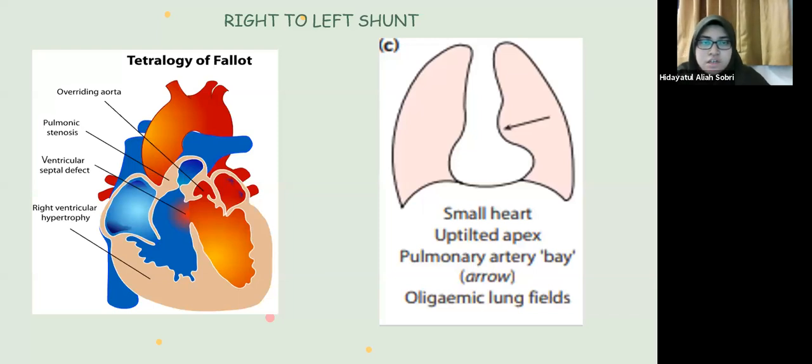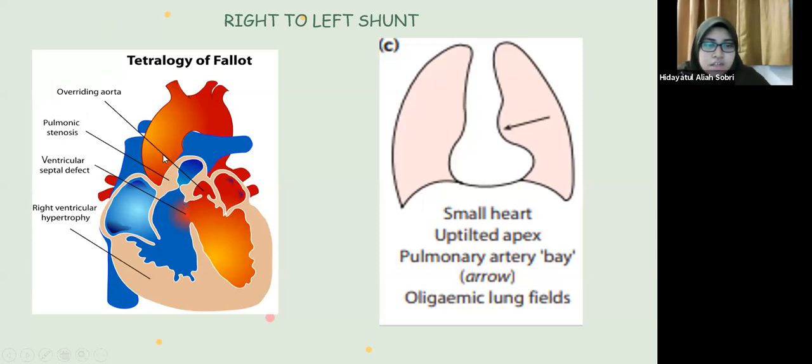So for right to left shunt, there are two examples, the first of which is tetralogy of Fallot. Tetralogy consists of four characteristics, which are the overriding of the aorta, pulmonary artery stenosis, and also ventricular septal defect. Usually tetralogy of Fallot has a large ventricular septal defect.